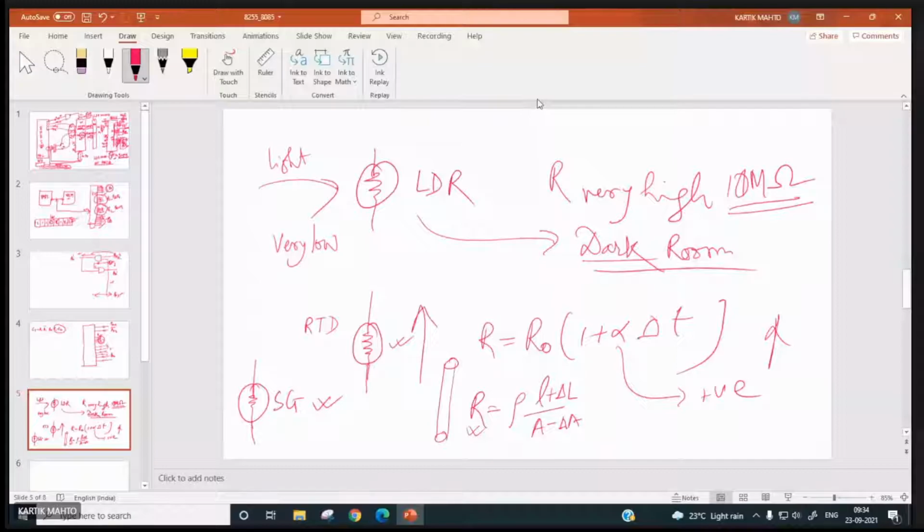Right. Similarly, if the water level or liquid level inside a tank is increasing, what will happen? Weight of that tank is going to increase, so it will put more pressure, right? So finally you can have a voltage. So this type of circuit you can have, comparator circuit.